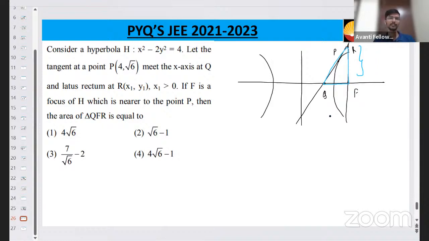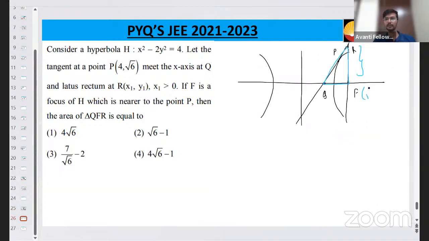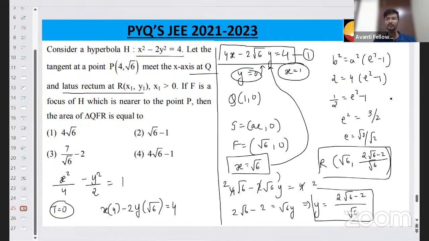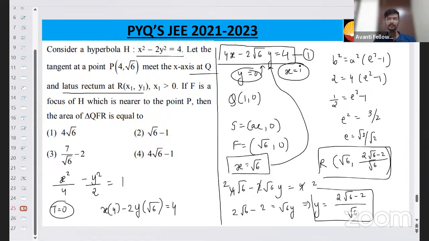Okay, we got the coordinates of everything, right? So let us write the coordinates. F coordinates are root 6, comma 0. R coordinates are root 6, comma 2 root 6 minus 2 by root 6. And Q coordinates are 1, comma 0.